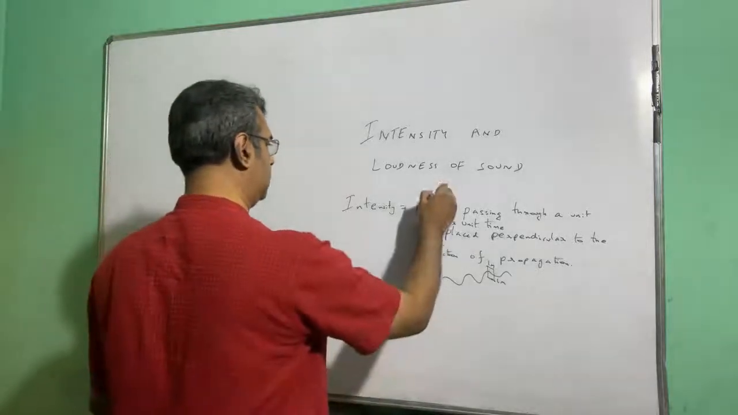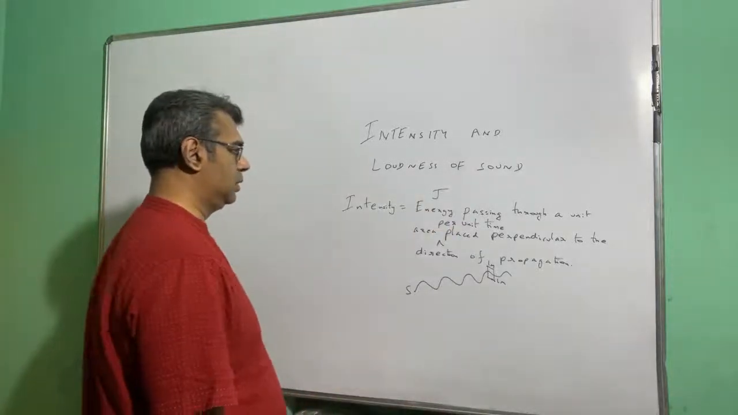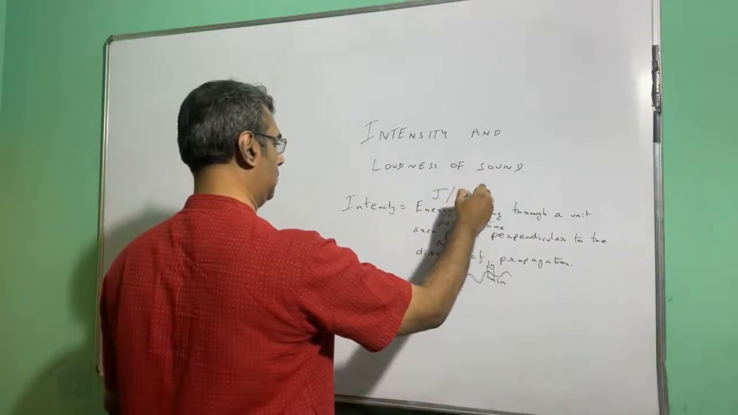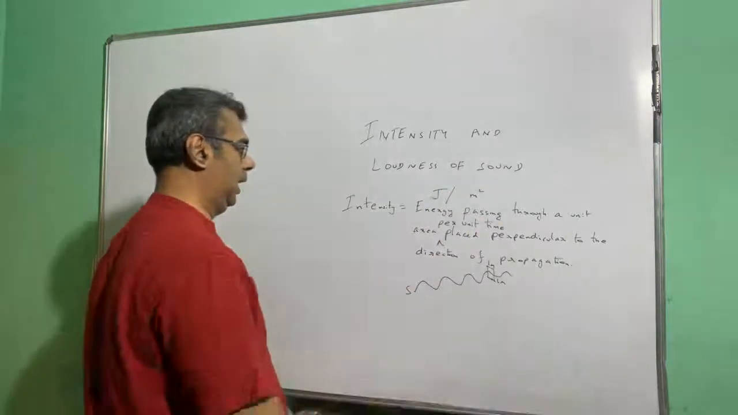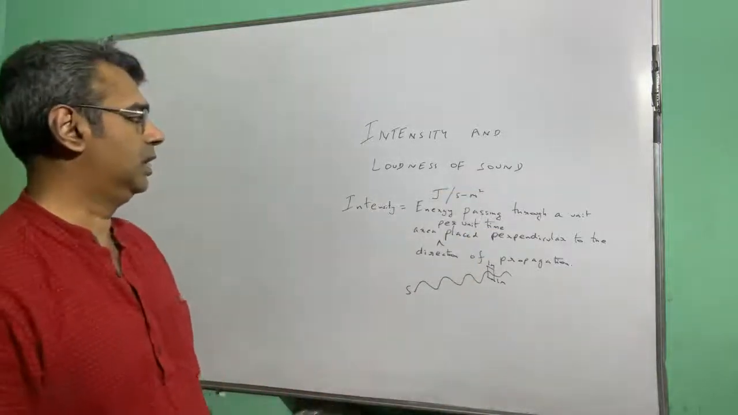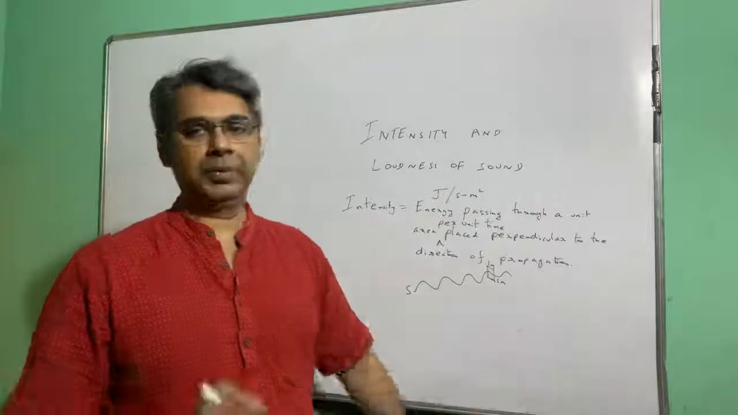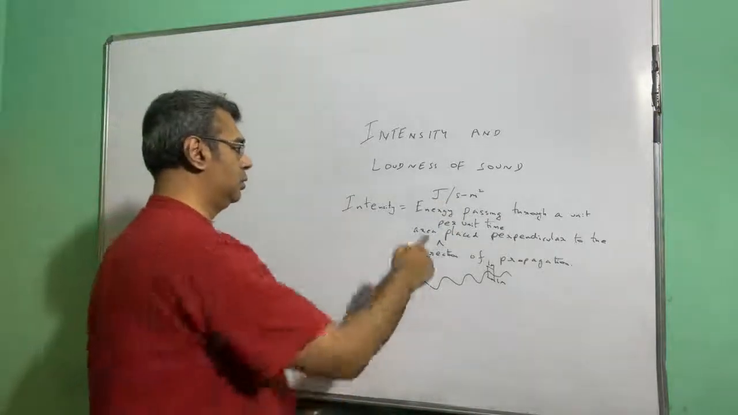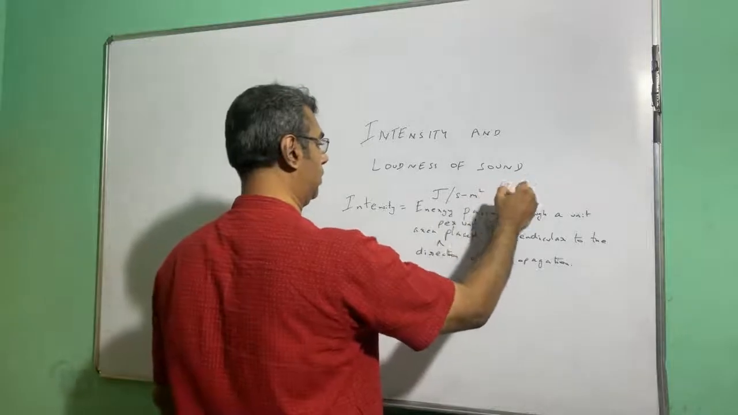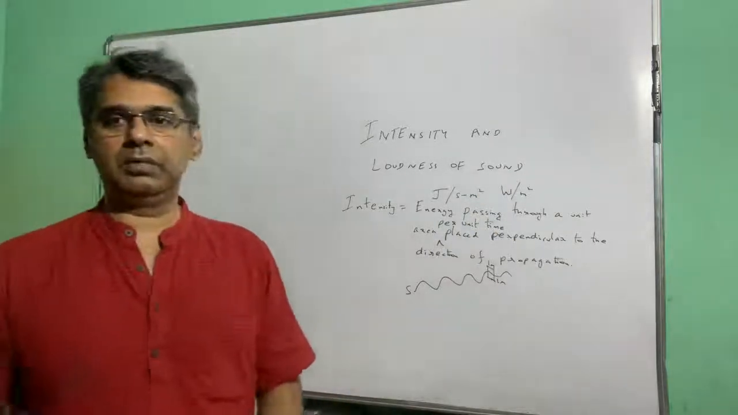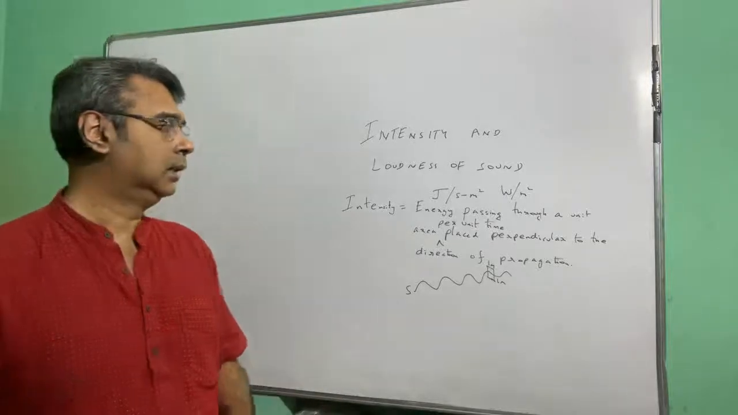Energy is measured in joules, and per unit area, meter square, and per unit time. So the SI unit of intensity is joule per second meter square. That is the SI unit. Joule per second, all of you know, is watt. So the SI unit of intensity of sound is watt per meter square, right?